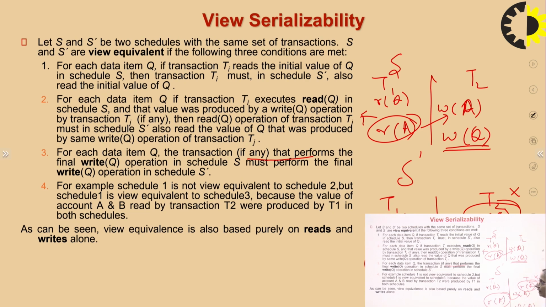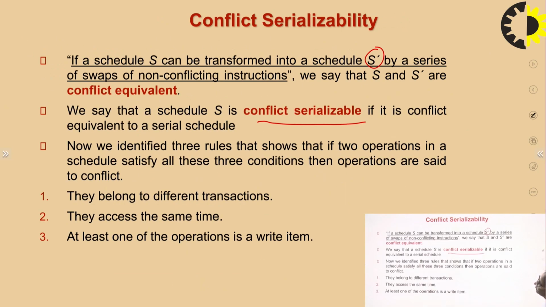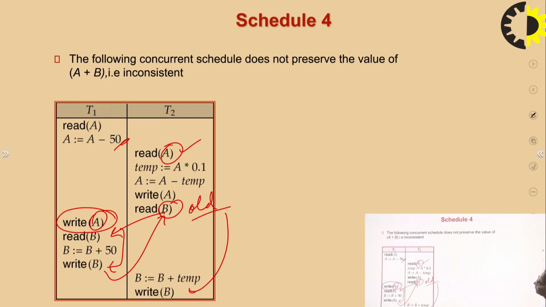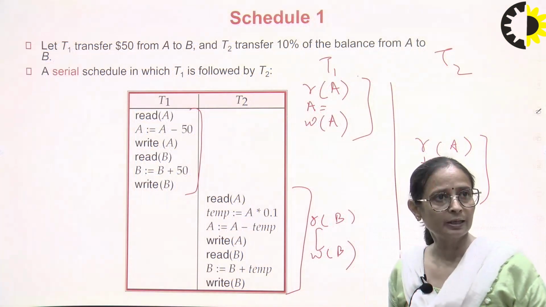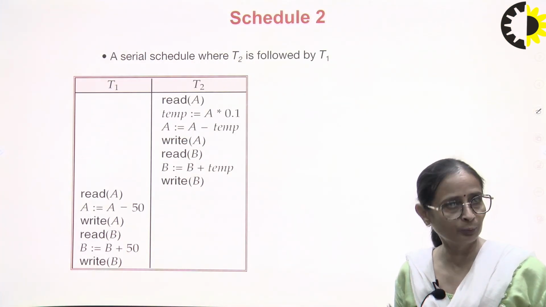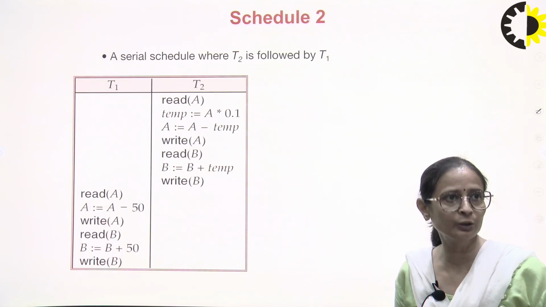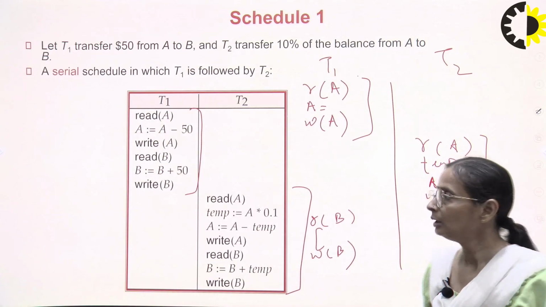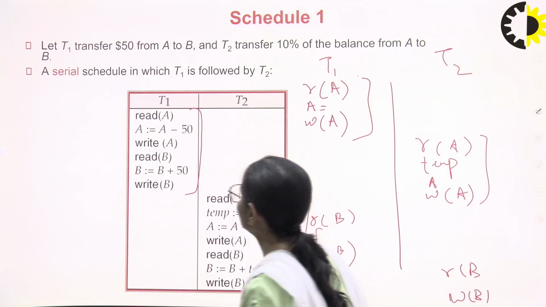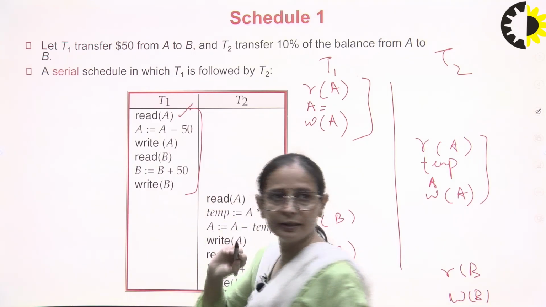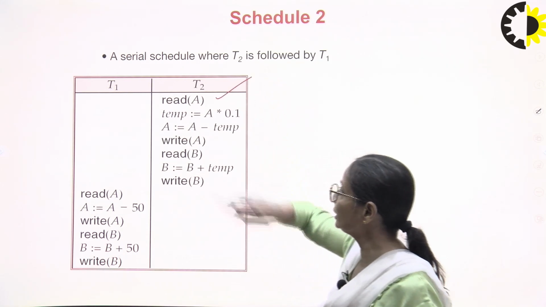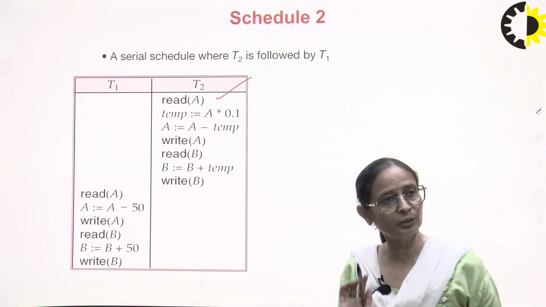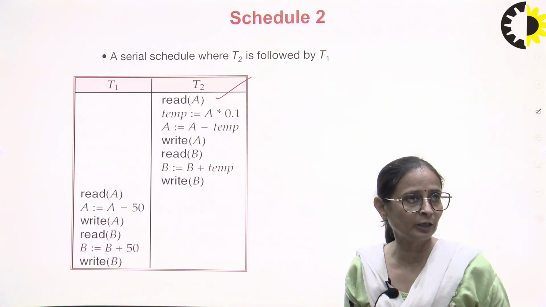For example, schedule 1 is not view equivalent to schedule 2. Here I have schedule 1, and this is my schedule 2. Both are serial schedules, but they are not view equivalent. Why are they not view equivalent? Because here T1 is initially reading the data item A, whereas in schedule 2, A is initially read by transaction T2. So in this case, the very first property got violated.